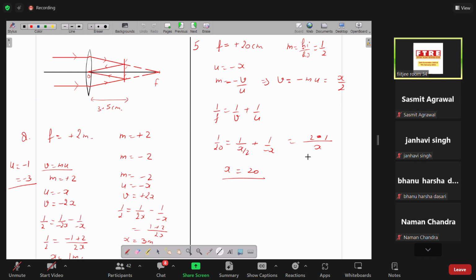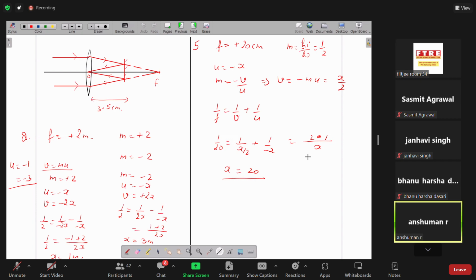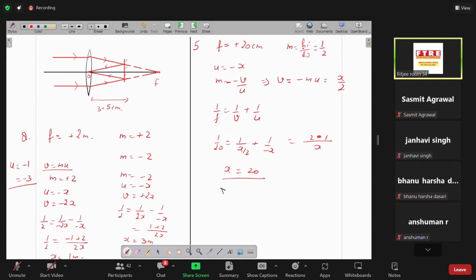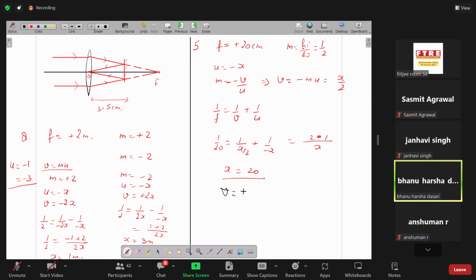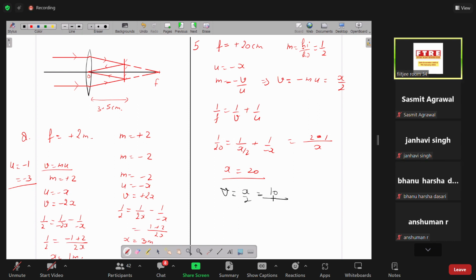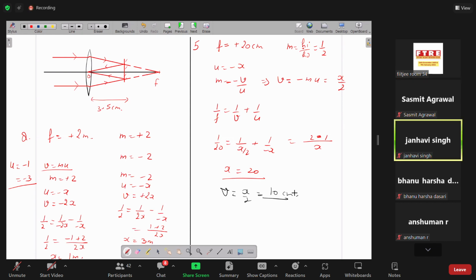Okay, let's see. In the answer, I don't feel there is any issue. Curvature is given as 40, so the focal length will be 20. Ma'am, they are asking image distance. Okay, that's why they are asking us image distance and we have calculated object distance. So V is equal to x/2. That's why your answer is 10. Clear? Answer is correct. Yes, ma'am.